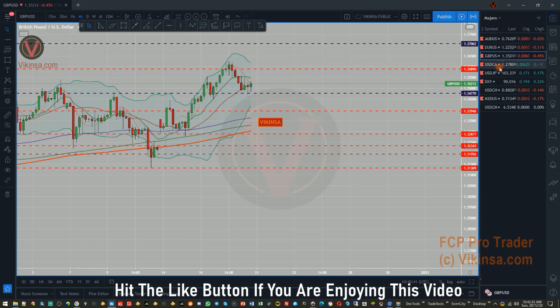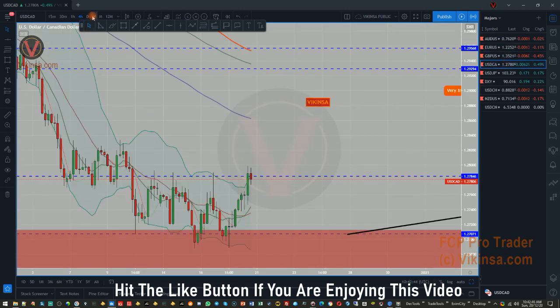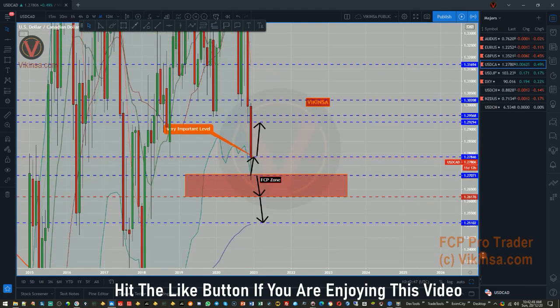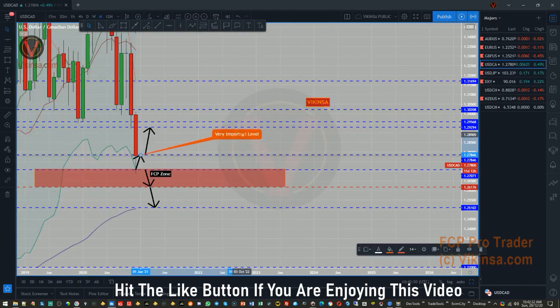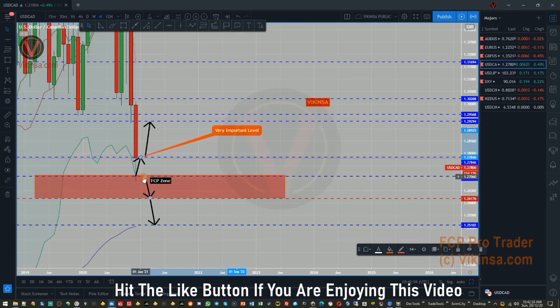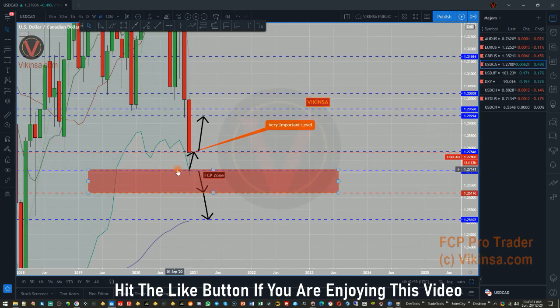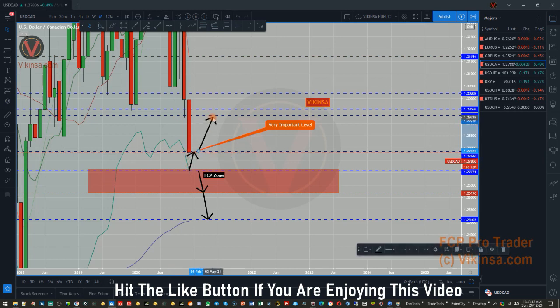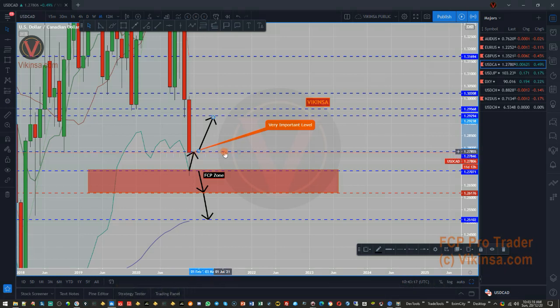Okay, let's look at USDCAD. On USDCAD, we had this FCP zone right there, and we knew that this was a very important level, right now 1.27846. So far this FCP zone is acting as support, so the market has reacted to our level of 1.27070, which we identified a couple of weeks ago. You see, if the market starts to go above 1.27846, this level, then it can move to 1.29294. That's a possibility on the monthly time frame.